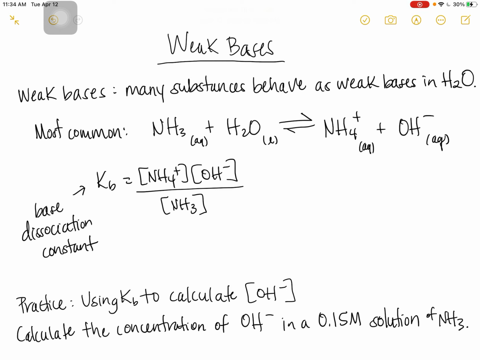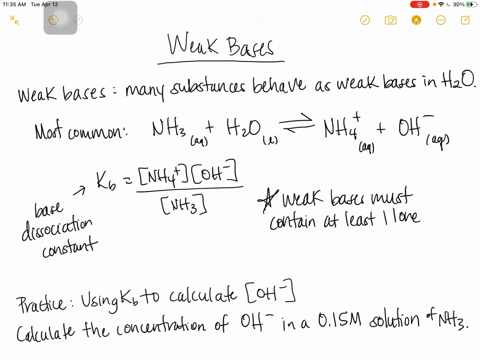Okay, so that's how you would write a Kb expression, and we can look them up. They are on the back of your acid dissociation constant, your Ka sheet. If you flip over, there's a much smaller chart, but there are Kb values there. One thing that we're going to say about weak bases, and this is going to come back up later, is that weak bases must contain at least one lone pair to form that bond with the H plus. So that is one common characteristic of weak bases, is that they have a lone pair.